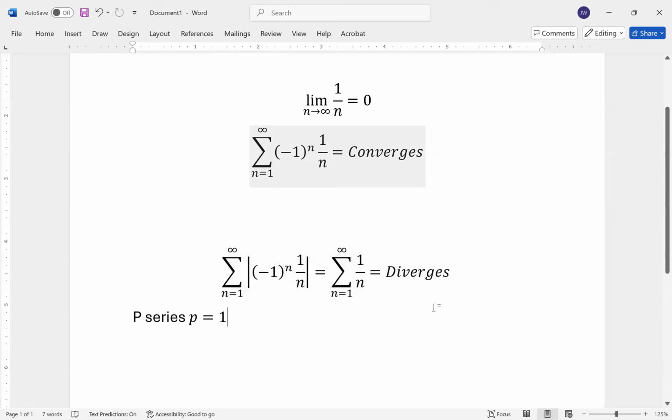For instance, in our first example, we had negative 1/2 raised to the nth power summed up. Well, positive 1/2 raised to the nth power would have also converged.